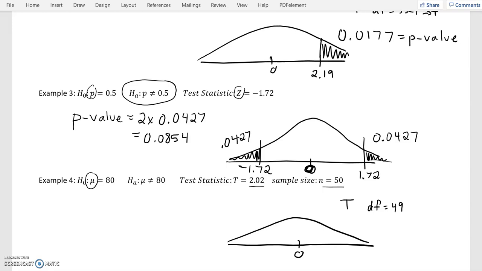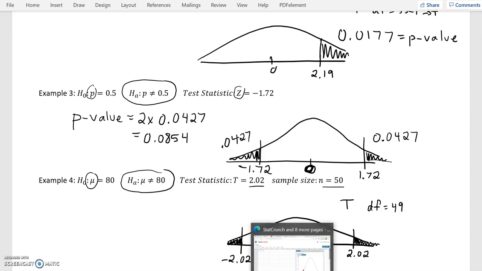Here my test statistic is 2.02. So the area that's out beyond 2.02. But since my alternative is two-tailed, I'm also looking for things that are just as far out in the opposite direction, which would be providing just as strong evidence. Right, so we've got symmetric tails. And now I just need to find the area in one of those tails.